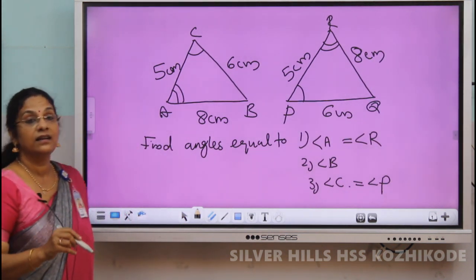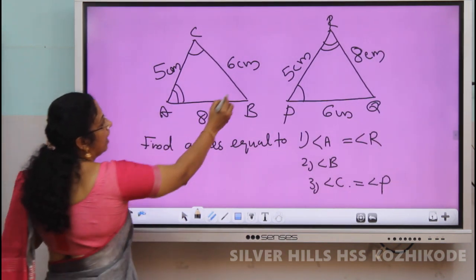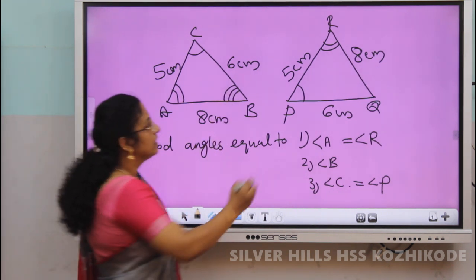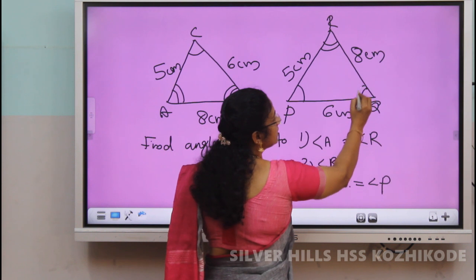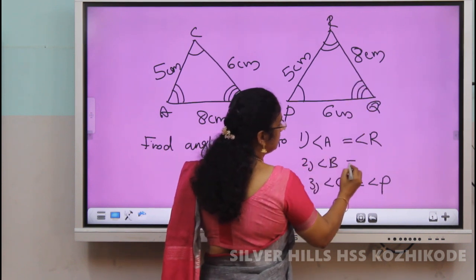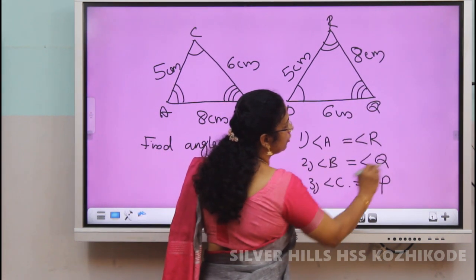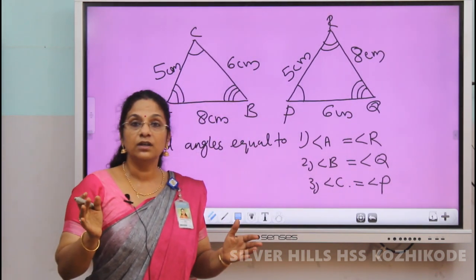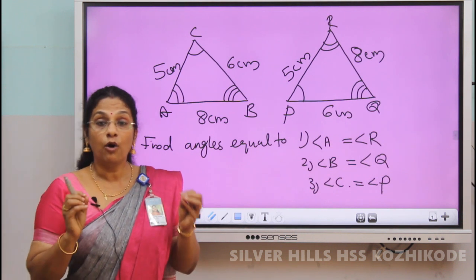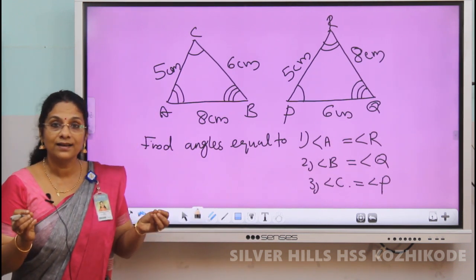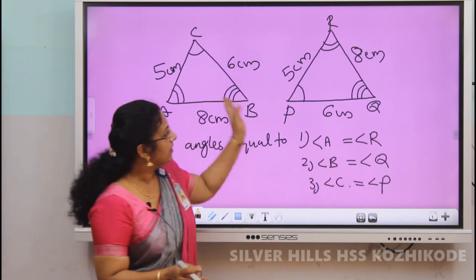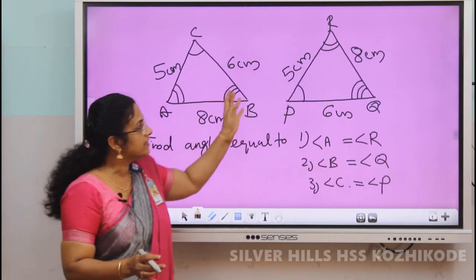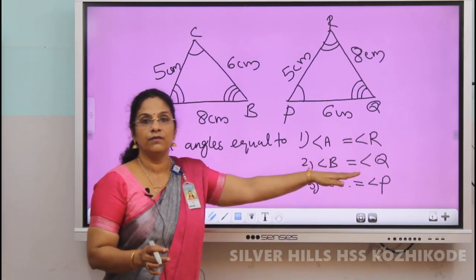Next, third side 5 centimeter. Angle opposite to 5 centimeter is angle B. Here angle opposite to 5 centimeter is angle Q. That means angle B is equal to angle Q. That means we found out the angles opposite to equal sides. These are two equal triangles ABC and PQR, sides are given, then angles also we found out.